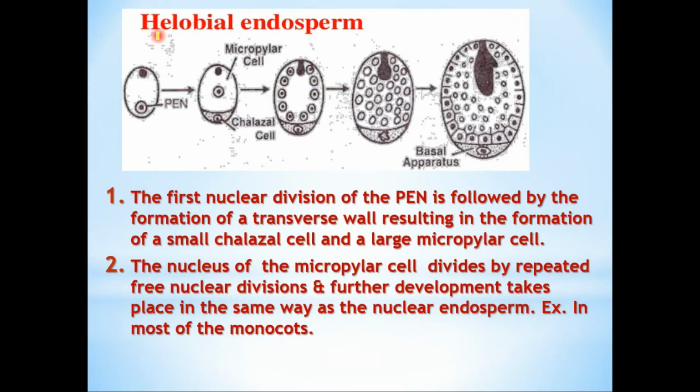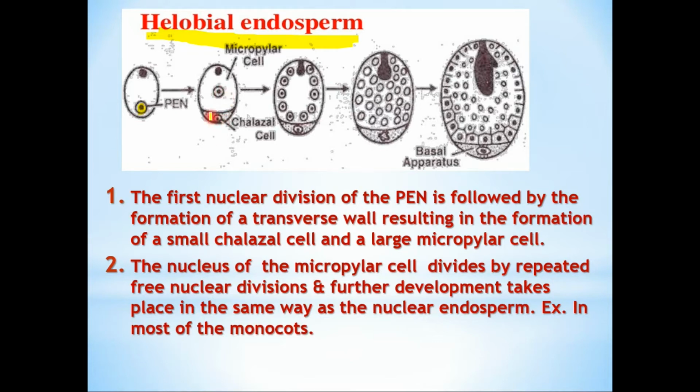The third type of endosperm development is the helobial endosperm development, which is somewhere between the cellular type and the nuclear type. How it is of the intermediate type of development will become clear with the help of this diagram. So this is the primary endosperm nucleus. This nucleus is called the primary endosperm nucleus.